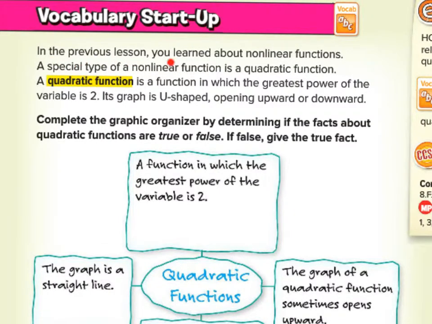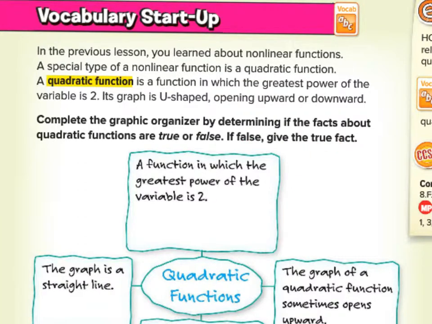In the previous lesson, you learned about nonlinear functions. A special type of nonlinear function is a quadratic function. A quadratic function is a function in which the greatest power of the variable is 2. Its graph is U-shaped, opening upward or downward. Complete the graphic organizer by determining if the facts about quadratic functions are true or false. If false, give the true fact.